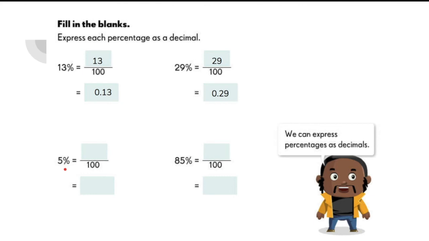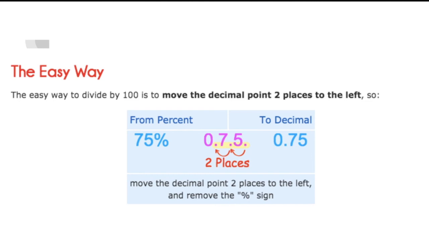5% to be changed into a decimal. First, 5 over 100. That's the fraction equivalent. And then we divide 5 by 100 and this will give us 0.05 or 5 hundredths. And for the last example, 85% to be changed into a decimal will give us 85 over 100 for a fraction, and then divide it, you will get 0.85.